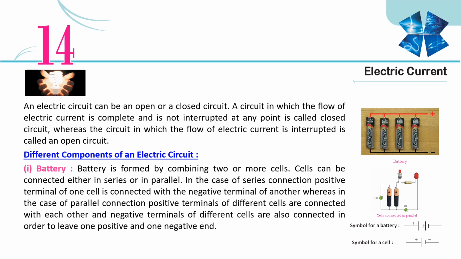1. Battery. Battery is formed by combining two or more cells. Cells can be connected either in series or in parallel. In the case of series connection, the positive terminal of one cell is connected with the negative terminal of another, whereas in the case of parallel connection, positive terminals of different cells are connected with each other, and negative terminals of different cells are also connected, in order to leave one positive and one negative end.